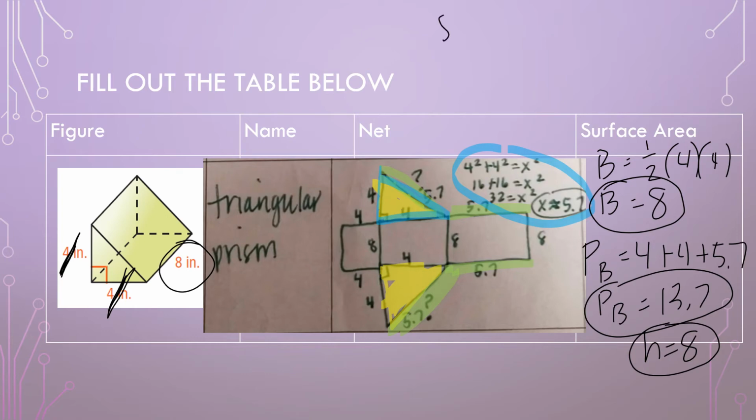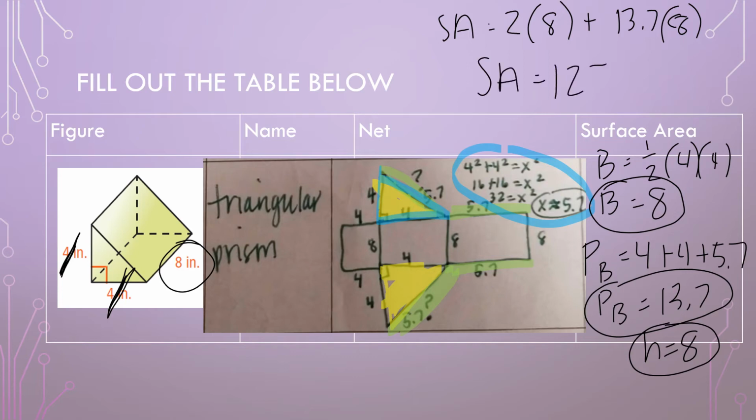So then surface area is 2 times 8 plus perimeter, which is 13.7, times the height, which is 8. And yes, the base and the height happen to be the same, which is fine. You're sometimes going to have that. So the surface area of this triangular prism is 125.6 inches squared.